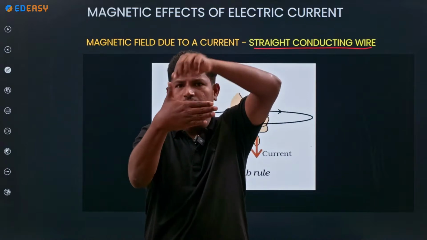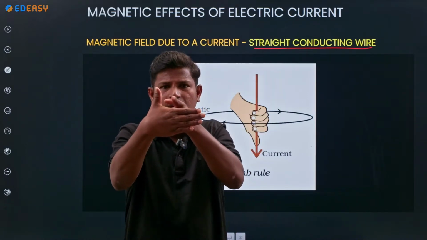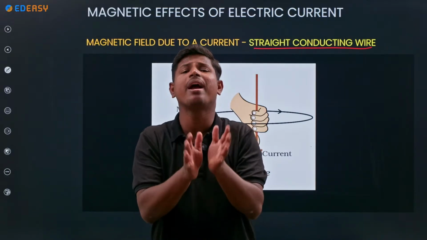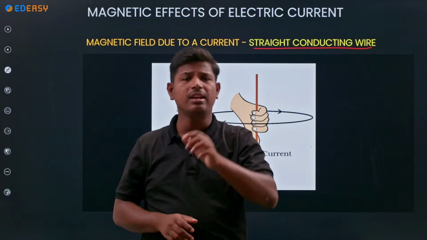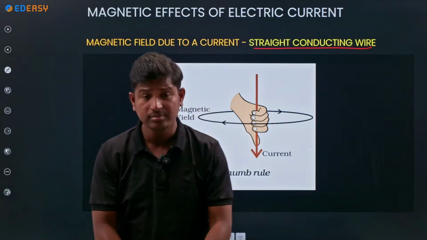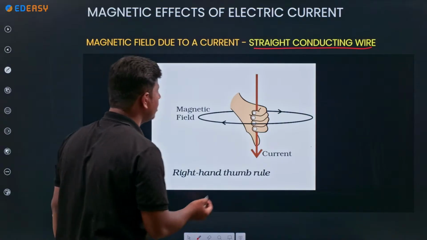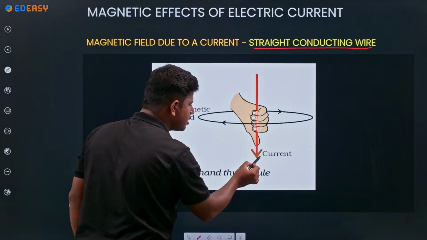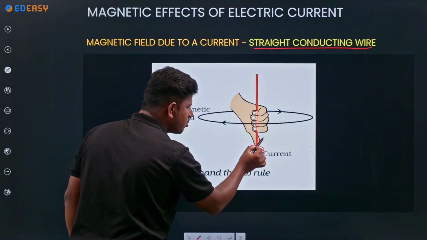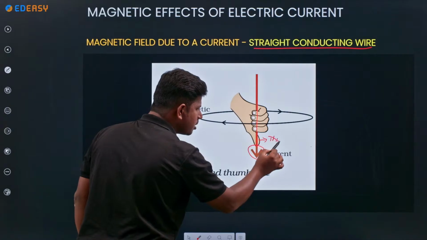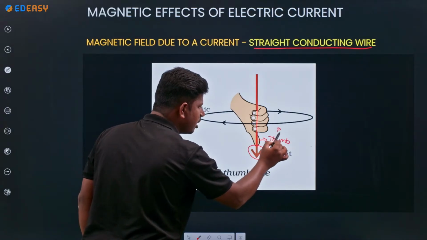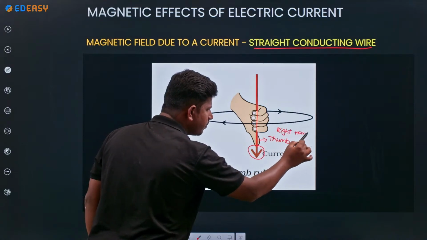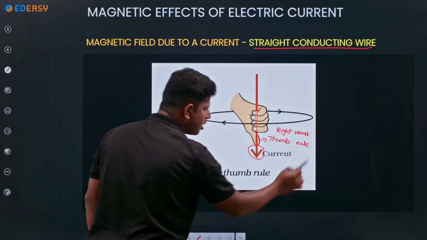Okay, so how will these two be? What is the angle in between these two? 90 degrees. So electrical field and magnetical field are mutually perpendicular. See, the current is this direction, na? Which one represents it? The thumb represents it. Which thumb? Right hand. That way, it is called the right hand thumb rule.